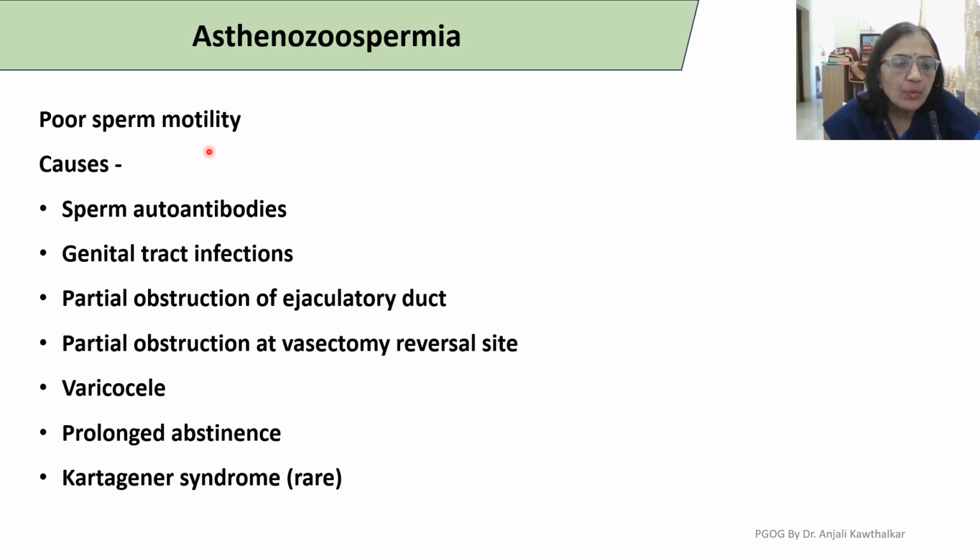Asthenospermia, poor sperm motility, can be because of sperm autoantibodies, which is questionable. We have already seen anti-sperm antibodies. Usually it is nowadays not recommended as an initial part of evaluation. Genital tract infections can lead to a reduction in motile sperms. Partial obstruction of the ejaculatory duct, or partial obstruction at a vasectomy reversal site, can also affect motility. Presence of varicocele, prolonged abstinence, and Kartagener syndrome, a rare cause, can also cause asthenozoospermia.